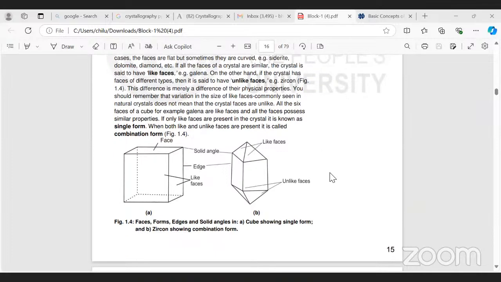Again, we see slight differences according to their physical properties. So the size and the shape also play a very important role in the formation of a crystal face. So here there are six faces we see in a cube. That's an example for the galena mineral.